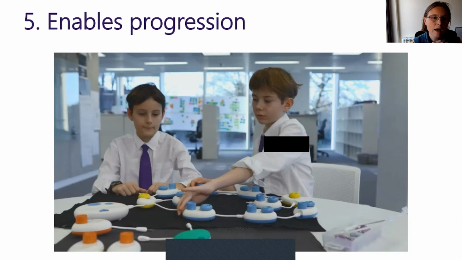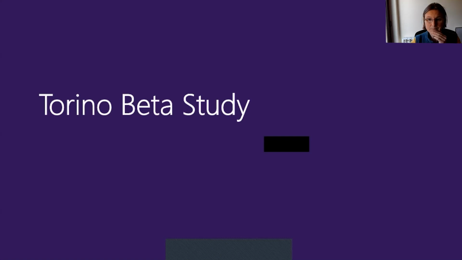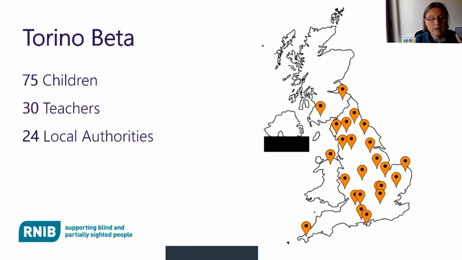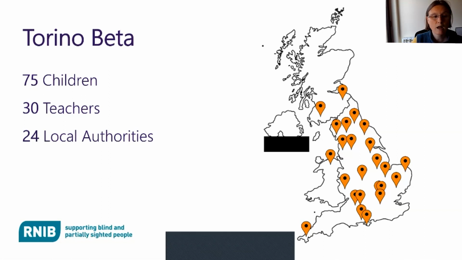And then I'd like to take the last bit of this presentation to talk a little bit about what we found when we tried to evaluate this in a study. This is going to be fairly brief, but again, I'm happy to go into greater detail in the Q&A. So the Torino Beta study. This was a study that in technology terms was a fairly large scale study. We had 75 children being supported by 30 teachers across 24 localities in the UK.